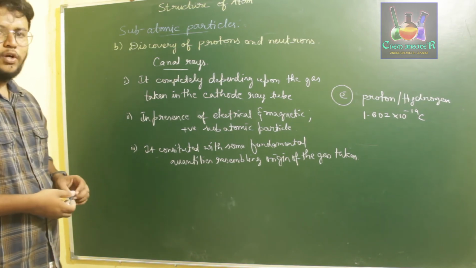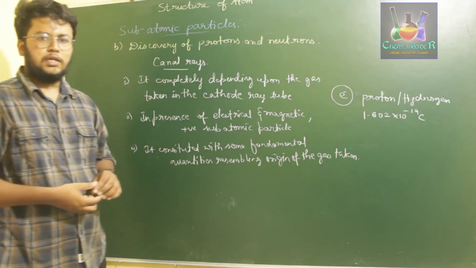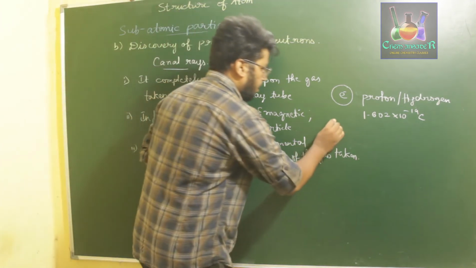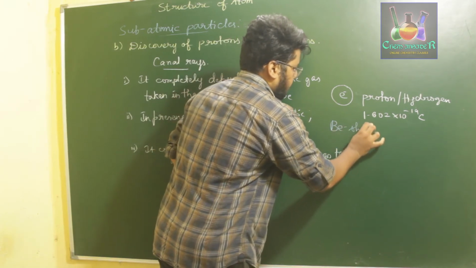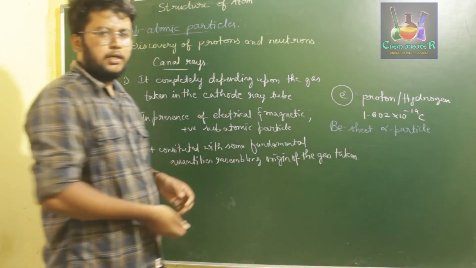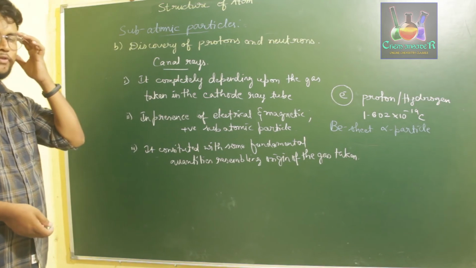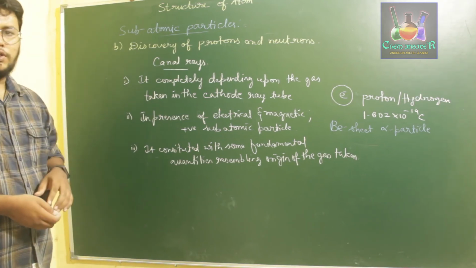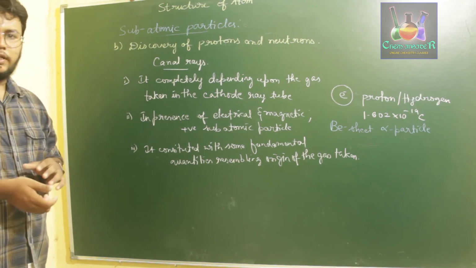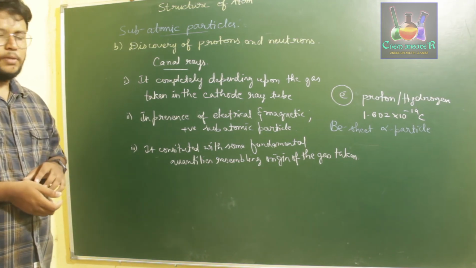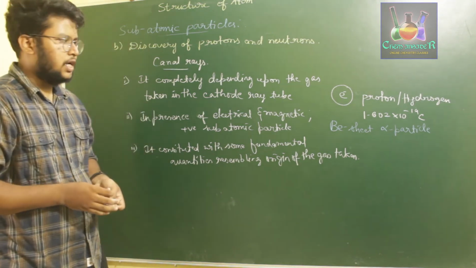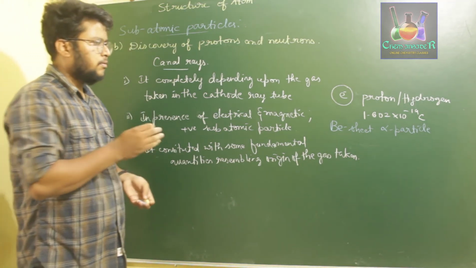Later, in the year 1908, Chadwick bombarded a beryllium sheet with alpha particles. On bombarding the beryllium sheet with the alpha particle, he came across a new subatomic particle called the neutron. He was expecting protons to be released, but there came a new subatomic particle called the neutron, which had no charge but mass slightly greater than that of the proton.